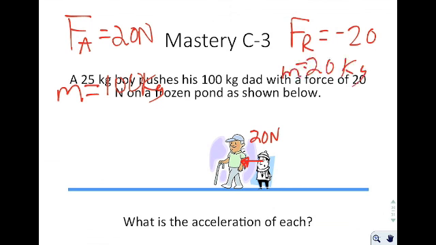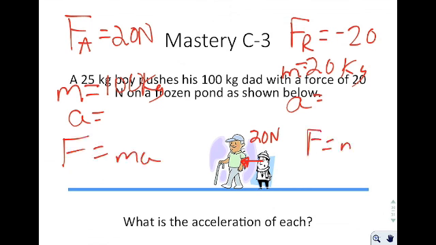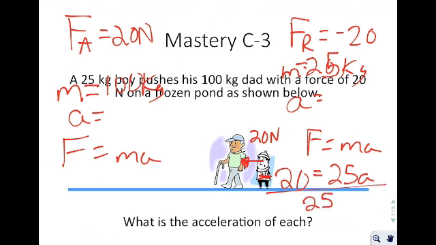In each case, you can solve for the acceleration using the equation F equals ma. In the boy's case, he's 25 kilograms. You would take a 20 newton force, minus, indicating that he's going to go backwards, equals 25a. Dividing both sides by 25 simplifies to about 4/5, or negative 0.8 meters per second squared. So the boy would accelerate backwards at negative 0.8 meters per second squared.